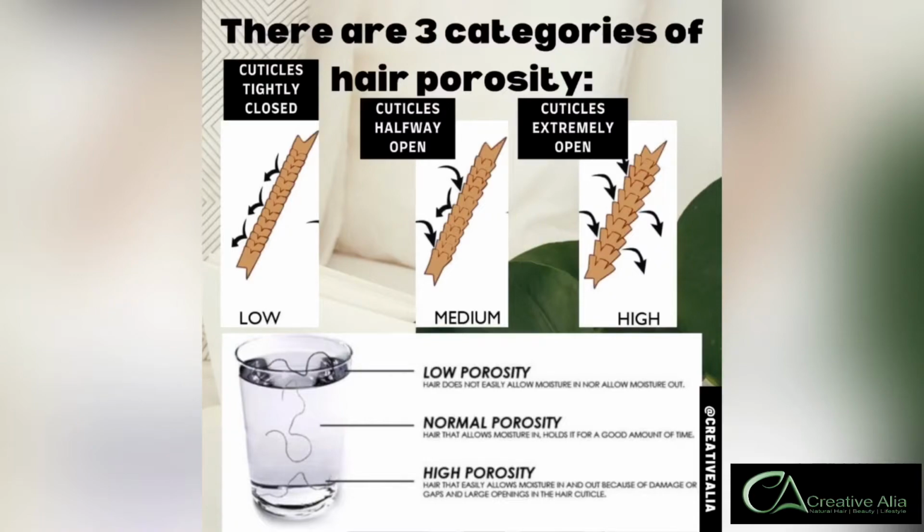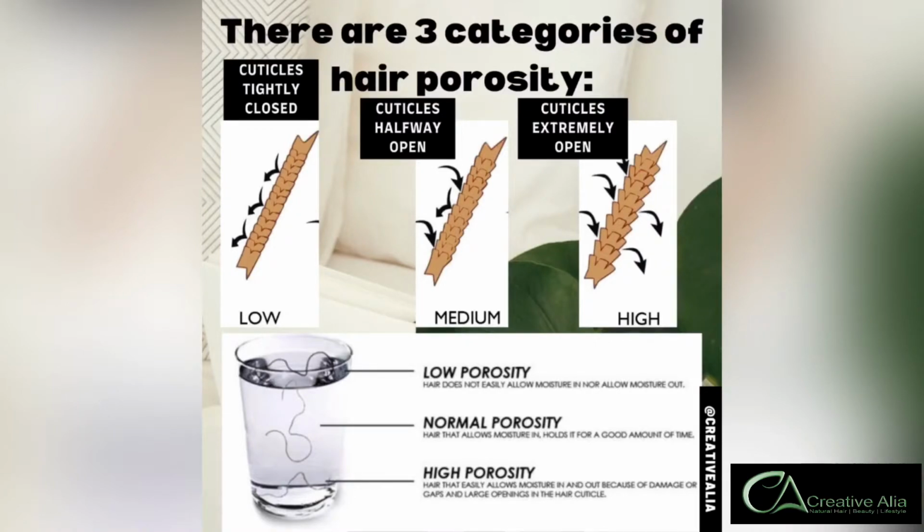There is also medium hair porosity. This means that the cuticles on your hair shaft are slightly raised or halfway open. This type of hair porosity is also called normal hair porosity. It allows moisture in and it holds it for a good amount of time.